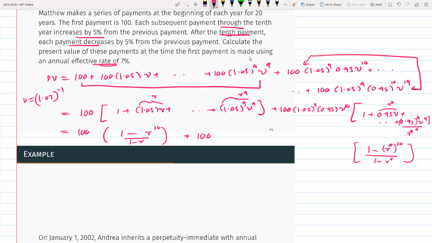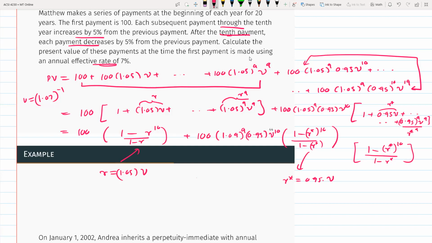Okay, so basically now it's 100 times 1.05 to the power 9, times 0.95 times v to the 10, times 1 minus r star to the power 10 over 1 minus r star. So in here your r is actually 1.05 times v. In here your r star is actually 0.95 times v. And v is 1.07 to the power negative 1. So please substitute and get the answer.